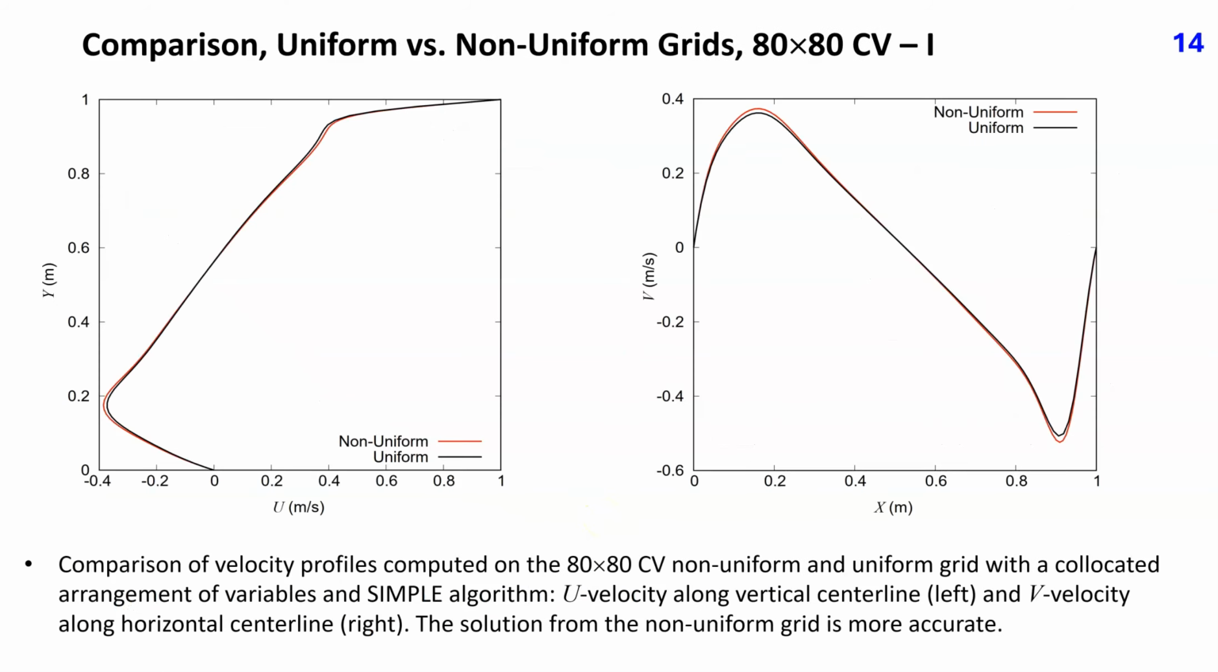These plots show the comparison of velocity profiles computed on the 80 by 80 control volumes non-uniform and uniform grid with a collocated arrangement of variables and the SIMPLE algorithm. U velocity along the vertical center line is on the left and V velocity along the horizontal center line on the right. The solution from the non-uniform grid is slightly more accurate because the grid spacing is smaller near walls, where the variation of variables is nonlinear.